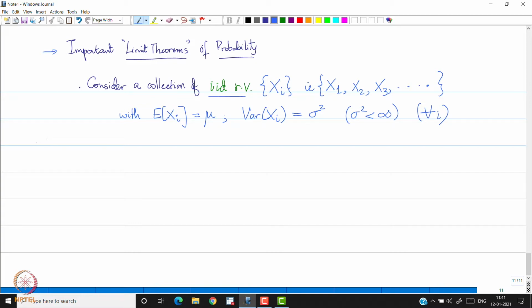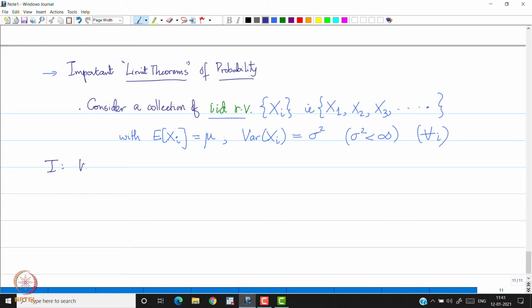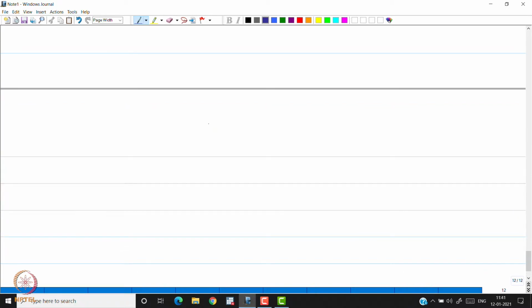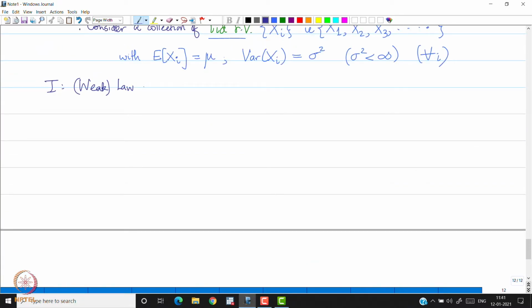So, the first result that we are going to talk about is the weak law of large numbers. There is also a strong version which we will not even mention here because it is somewhat technically advanced and we don't do it in this course. So, the weak law of large numbers is what we are going to concentrate on now. What is this weak law? So, this we will actually state and prove.